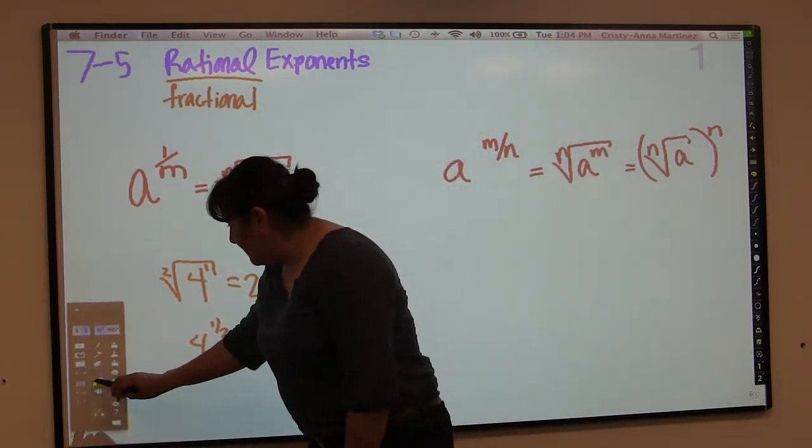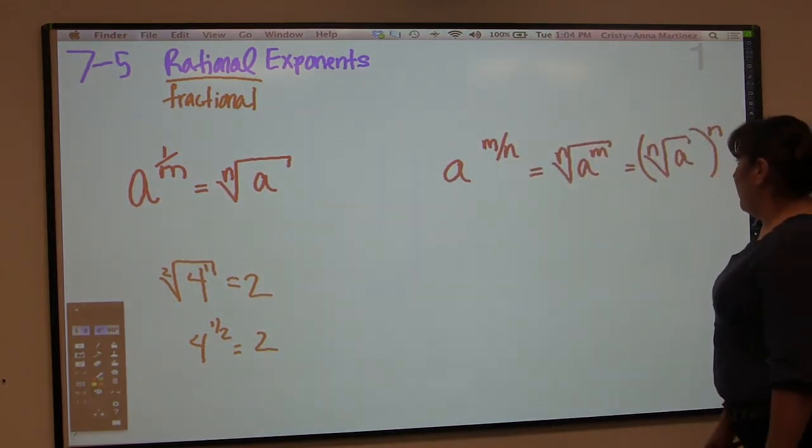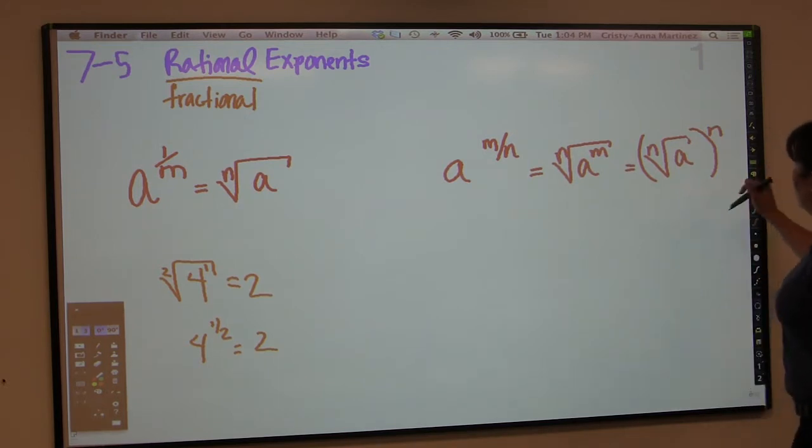There's no negative there. The formula is a to the m over n power equals the nth root of a to the m, which is the same thing as the nth root of a, all raised to the m.